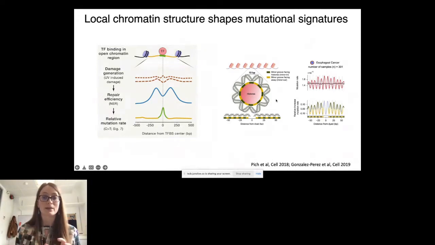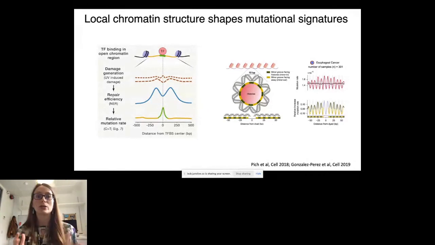So these kinds of processes will be very much impacted by the chromatin architecture. And there's still a lot we don't understand in terms of how the genome is organized, especially in 3D, and how this might impact the accumulation of mutations by different processes within the cells.